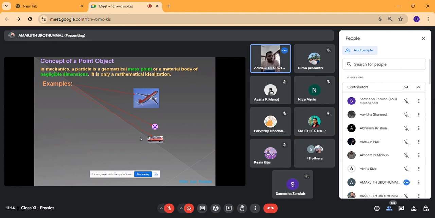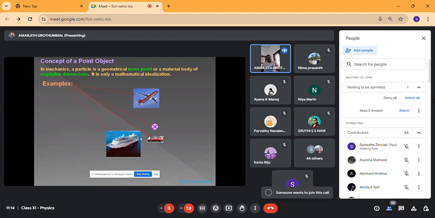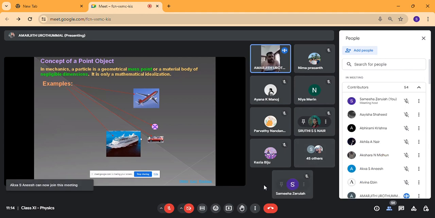Is a flight a point object? It can also be considered as a point object. Now the next one, a big ship. It can also be considered as a point object. So a point object does not depend on the size only. It depends on the distance, how much it is traveling.